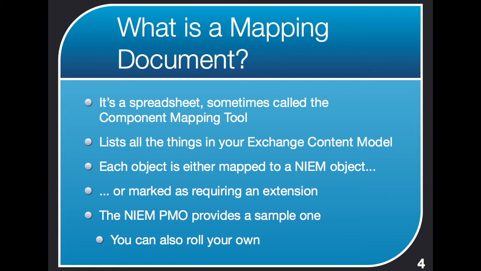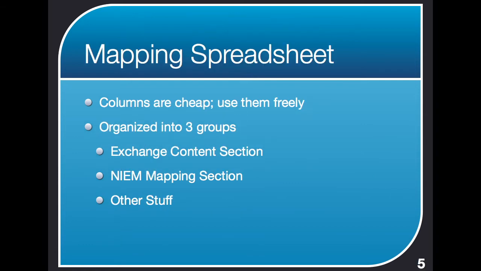Now, the NIEM PMO provides a sample spreadsheet to use, and you can certainly use that, or you can roll your own. I like to roll my own because I find the provided one to be both over-inclusive and under-inclusive. In other words, it contains a lot of stuff in it that I don't need for my mapping, so it just confuses me, plus it's missing things that I wish it had. So I typically roll my own. Generally, with the mapping spreadsheet, each row will represent a concept, and then you'll put the different kinds of information in the different columns, typically how you use a spreadsheet.